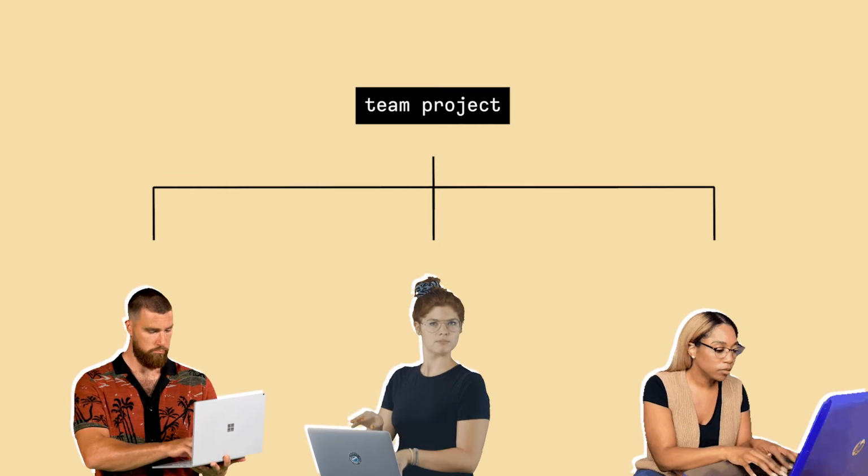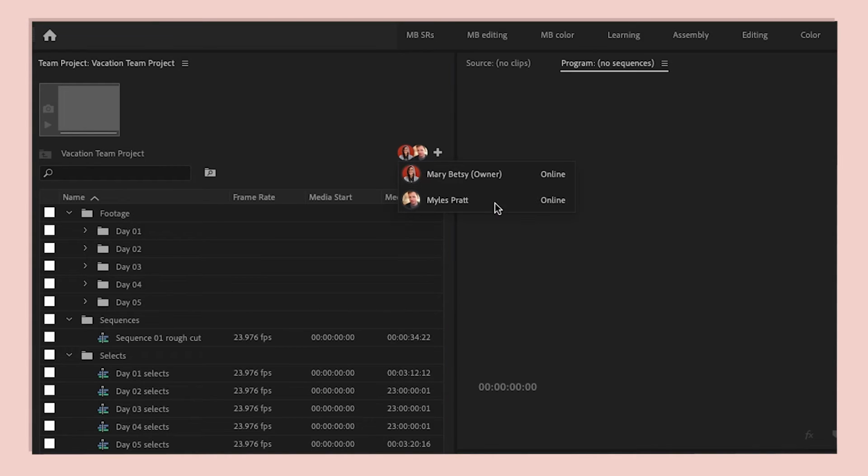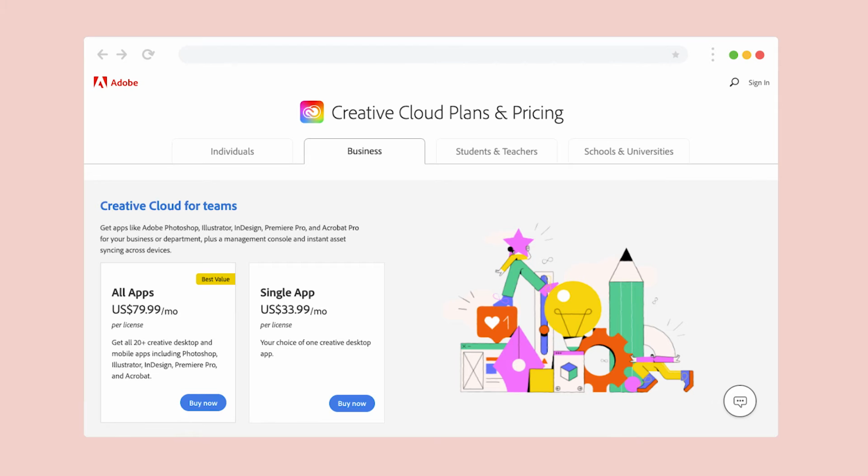The best thing about Team Projects is that it's gonna let all those editors in different locations edit the same project at once. And it's also got a lot of really intuitive collaboration and project management features built into it. The downside is that all this goodness does not come for free because you're gonna need an upgraded Adobe plan. So Team Projects is only available on a Teams or Enterprise subscription.